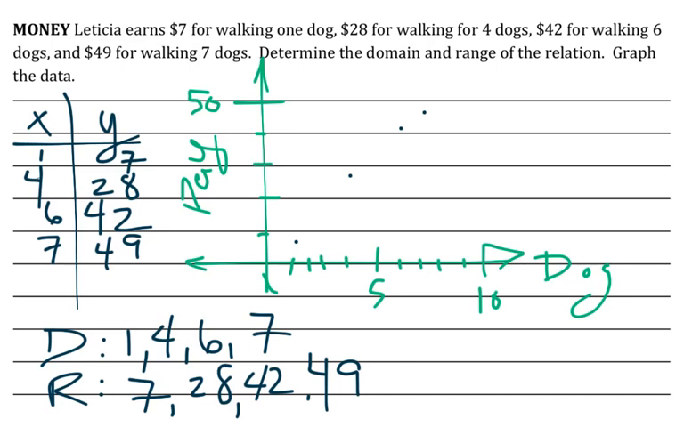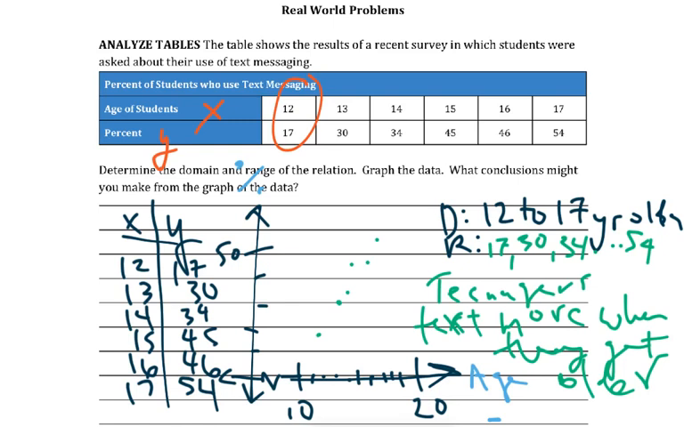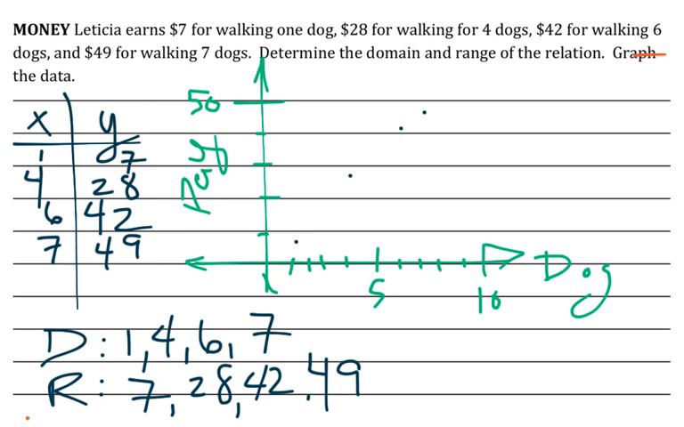I'm scanning through everything that we're supposed to do. Here's the info. Didn't have to do anything except for use that info. We did determine the domain and range, and we did graph it, so we are done with this problem, and that completes this video. Again, it is using relationships for real-world problems, and it looks like as kids got older, they texted more, and it looks like there's a direct relationship between the dogs walked and the pay that she gets.